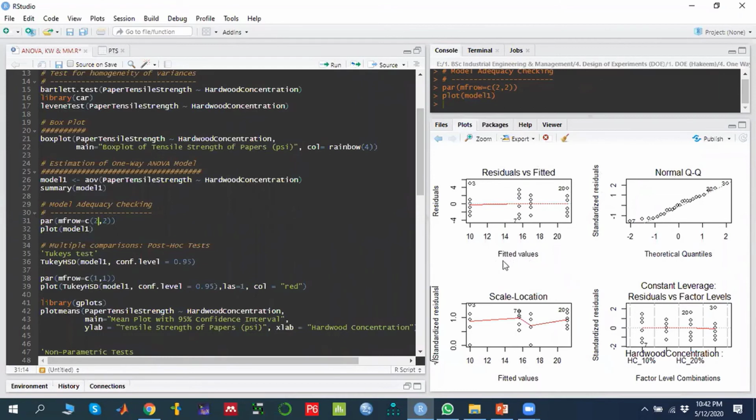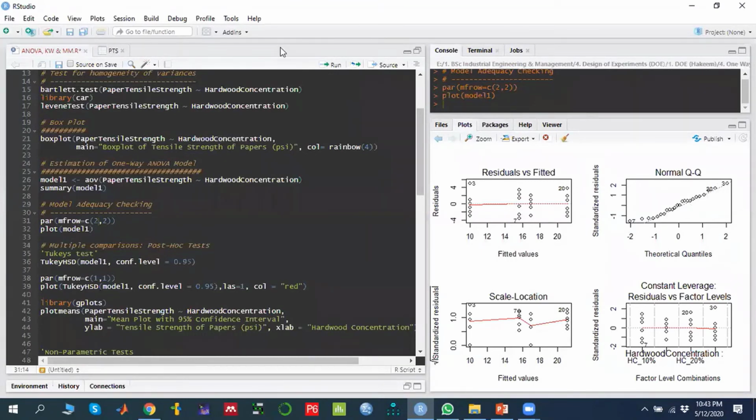On the x-axis we have the fitted value and on the y-axis we have the residual, the same kind of graph we have seen in the menu tab as well. This is the normal QQ plot in order to check the normality of the residuals. So the first thing is, does it look like the residuals follow the normal distribution? Yes, it looks like the residuals follow the normal distribution.